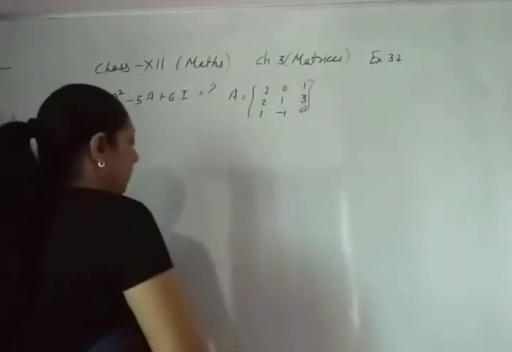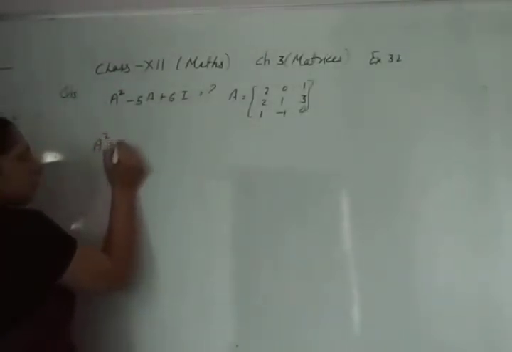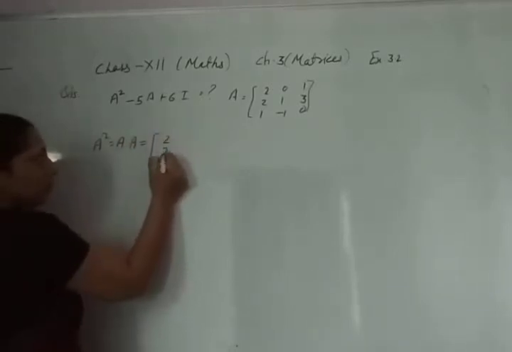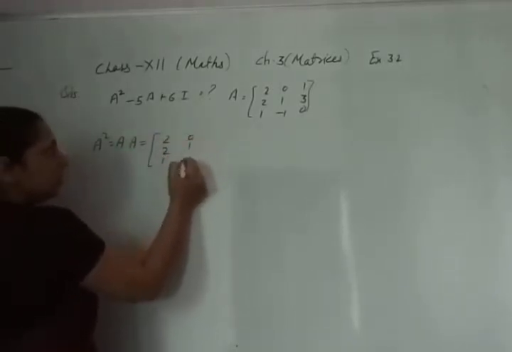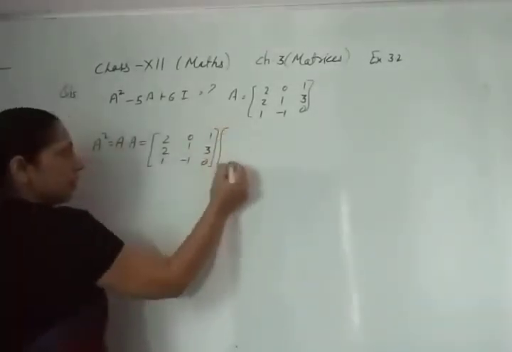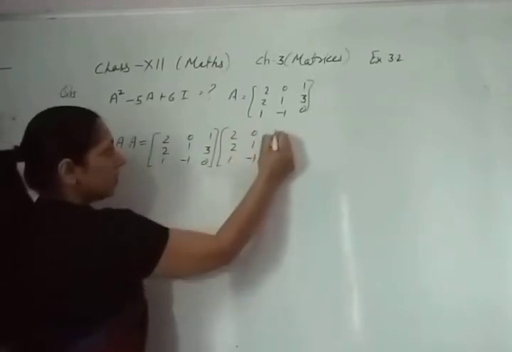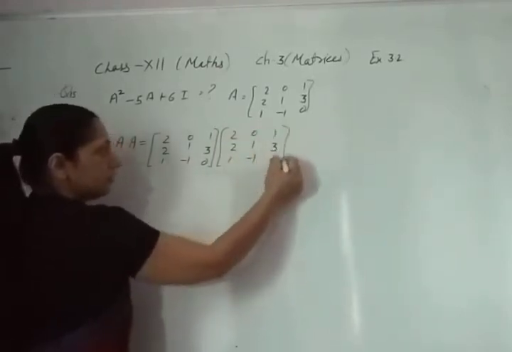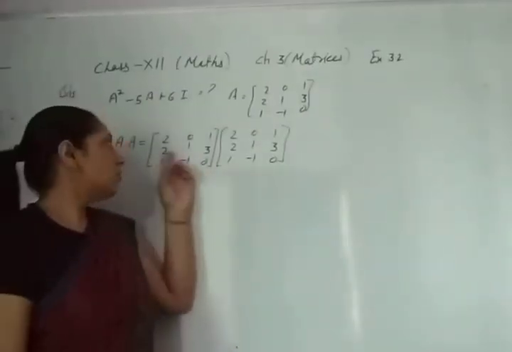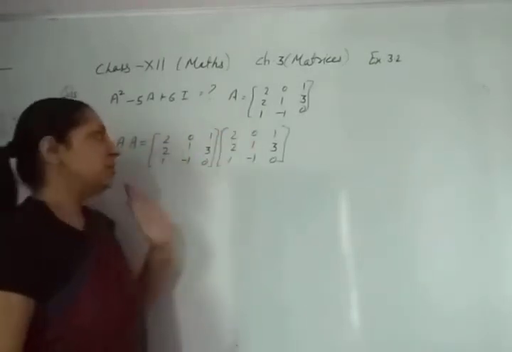So first we have to find A squared. A squared is equal to A times A, that is [2, 2, 1; 0, 1, -1; 1, 3, 0] times [2, 2, 1; 0, 1, -1; 1, 3, 0]. Now we have to multiply both the matrices. So remember the rule: first row, first column; first row, second column; and so on.